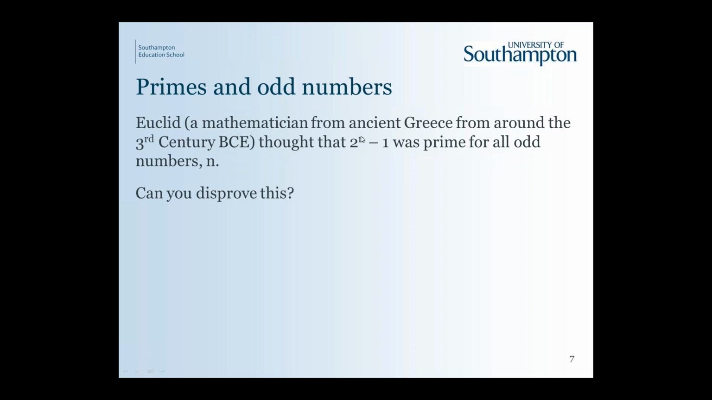So you replace the n with an odd number. So 1 is odd, so 2 to the 1 minus 1 is 1. Okay, that's a bit weird because that's not really prime. 2 to the 3, for example, is 8, minus 1 is 7, so that is prime.